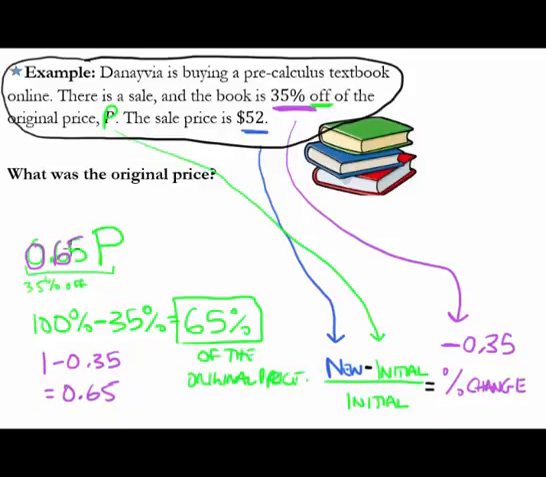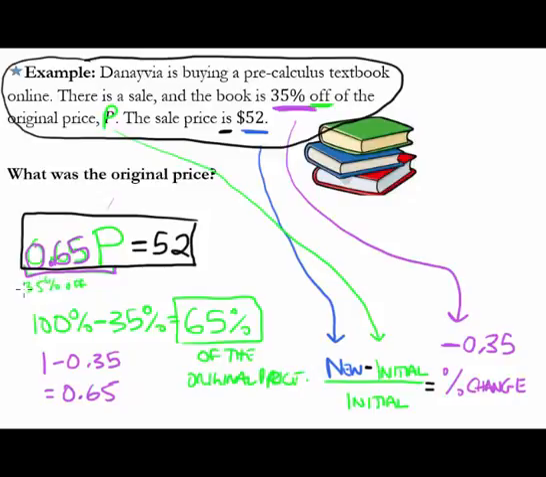So this is what we have. We have 0.65 of P, okay. That's the sale price, and in math, when you see the word is, we say that that's equals, and it equals $52. Great. So if this right here is my equation, I can solve it. Divide both sides by 0.65. You say, wait a minute, can I divide by a decimal? Yeah, sure, you can. It's a number, right? You can divide by any number you want.